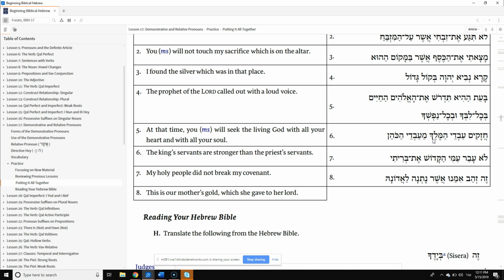So now that we have the servants of the king, we can figure out where chazakim fits into the phrase. Since chazakim is plural, it needs to modify a plural noun, so it will not modify the king, it will modify servants, because this is also masculine plural. So what we have here with this phrase is the strong servants of the king, and then we run into a problem. And we'll see what that is here.